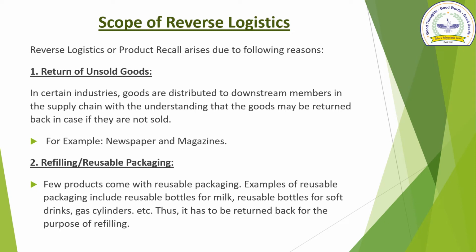The next is refilling or reusable packaging. Examples of reusable packaging: in earlier days we used to get milk in reusable milk bottles, where when you consume the milk, the bottle can still be returned to the company, or the soft drinks or the gas cylinders. All these can be sent back to the manufacturer for refilling.